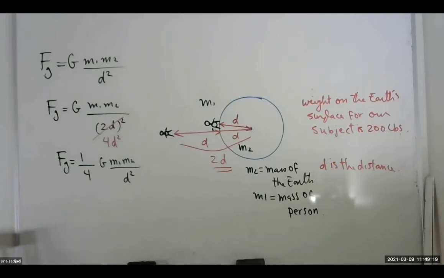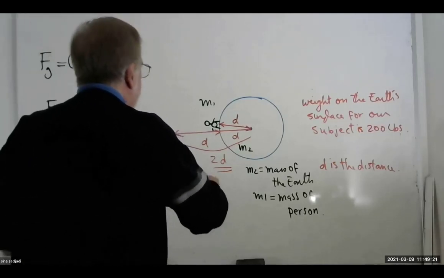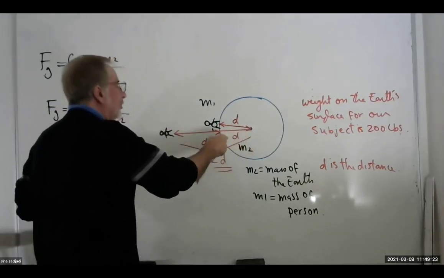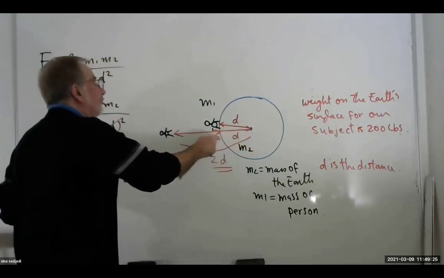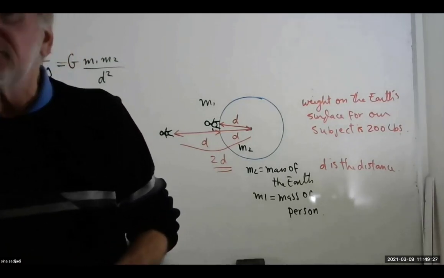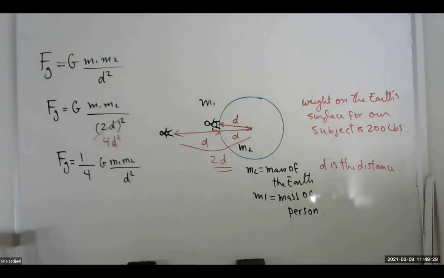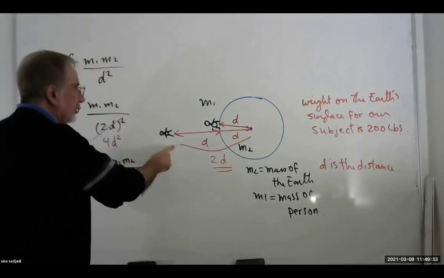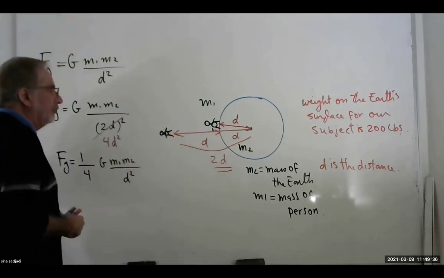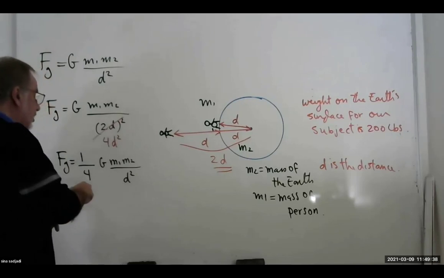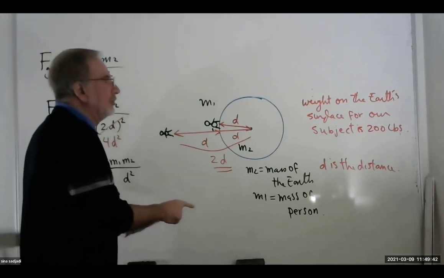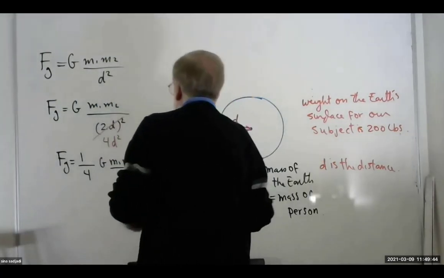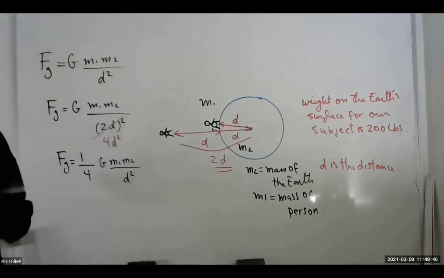Now, what is the radius of the Earth? It's about 4,000 miles from the center of the Earth to here. So if you move 4,000 miles away from the surface of the Earth, you'll be in space someplace 4,000 miles away from the surface. This is 1/4. So that means that this guy, 200 pounds, will be 1/4 of 200 pounds.